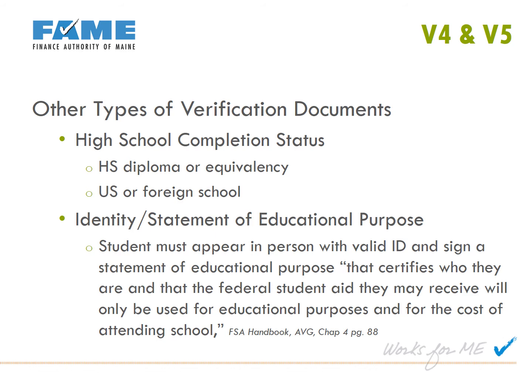And they have to sign a statement of educational purpose. So this is something that says they are who they say they are, and that the federal student aid they're going to get is just to be used for educational purposes and the cost of attending school. This wording is dictated by the Department of Education. It is listed online in the Federal Student Aid Handbook. You cannot alter this text. What they design for this statement that the student's going to sign, that's what you have to use.